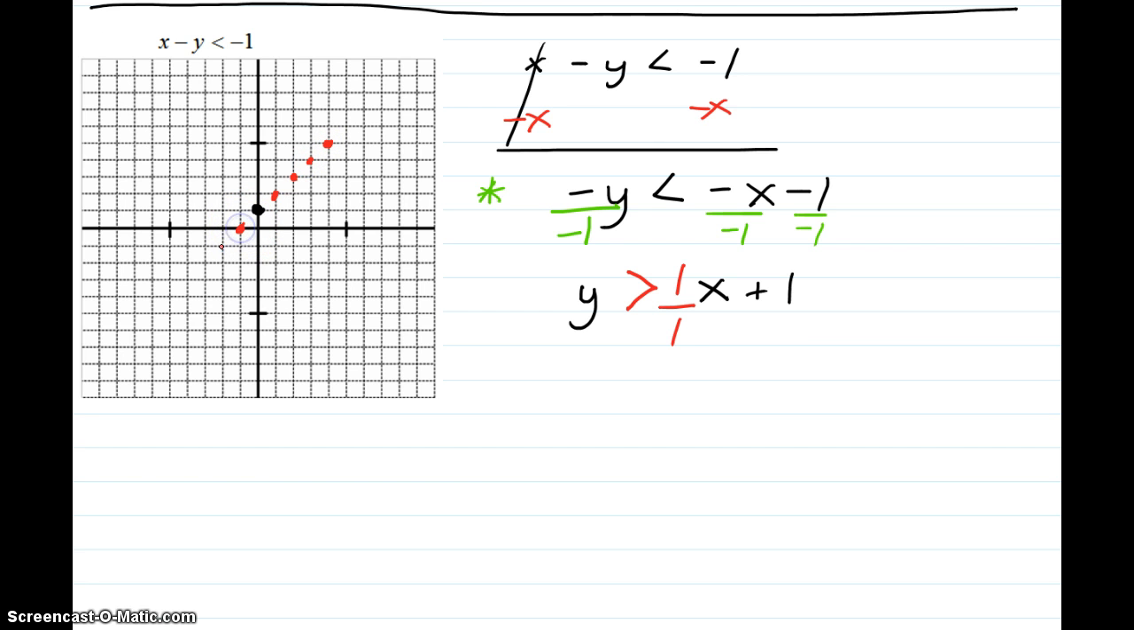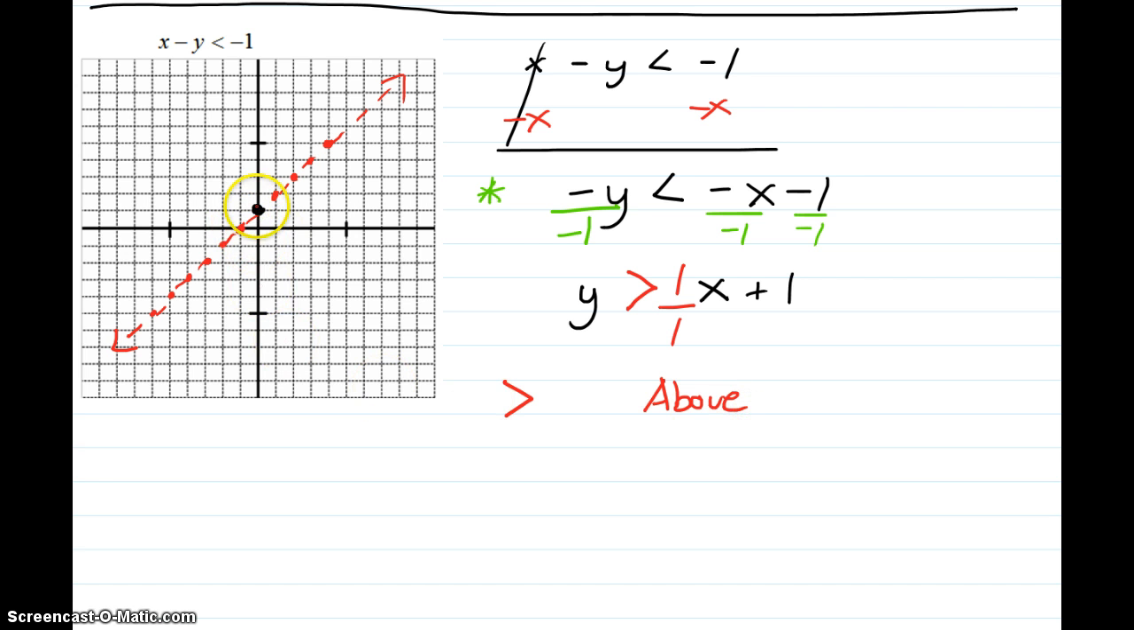And so now we look at it. Is it going to be a solid line or dashed line? Since it doesn't have a line underneath it, it's going to be a dashed line. So just go ahead and draw your dashed line. Now, you have to look at the sign and say, am I going to shade above or below? So if it's greater than, it is going to be above.